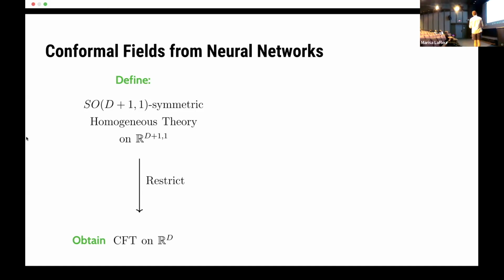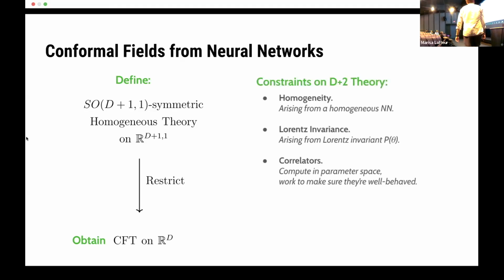Something I would point out that's interesting is that this theory does not have to be translation invariant. So this is a homogeneous Lorentz invariant theory that does not have to be translation invariant. Because what you need is translation invariance down here, and because Lorentz equals conformal under this reduction, the translation invariance here comes from Lorentz transformations up here. In particular, the theories that I showed you were Lorentz invariant, but not translation invariant. The constraints are homogeneity, Lorentz invariance, and then making sure your correlators don't blow up too much.